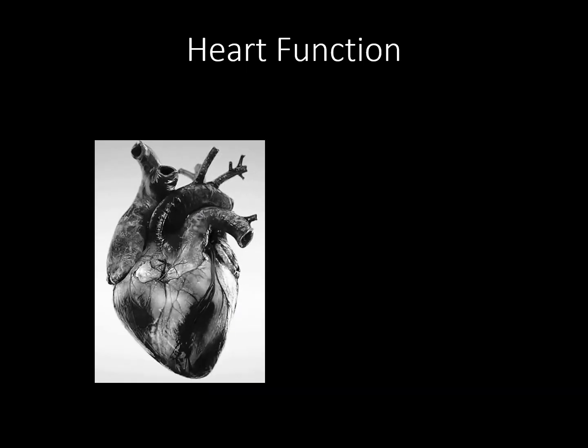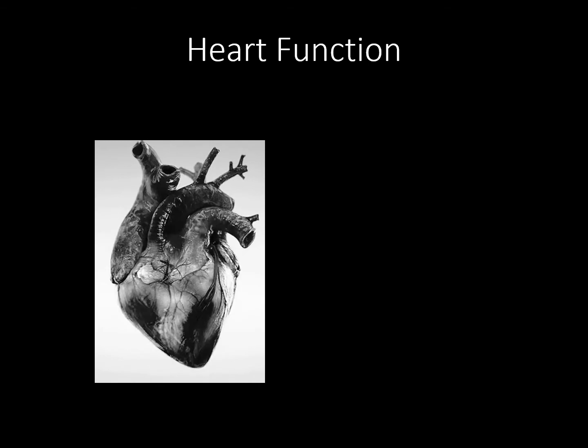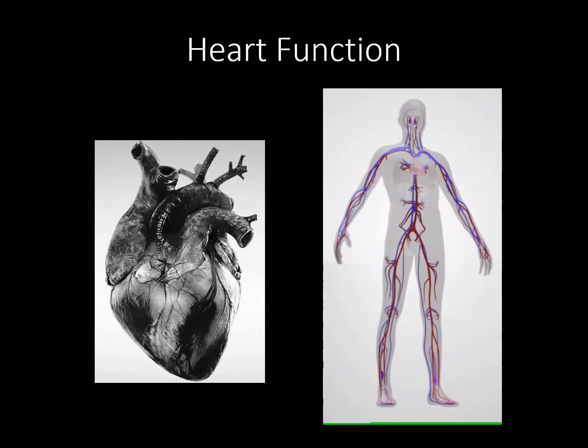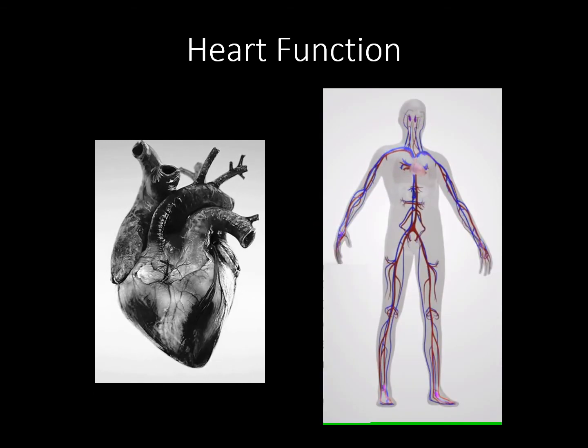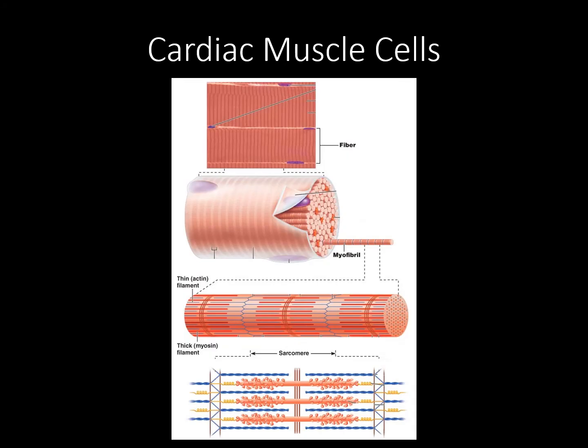Now let's back up a couple steps. How could an organ the size of your fist actually pump blood to the entire body? The heart is composed of muscle that can contract and relax. We call it cardiac muscle. This cardiac muscle is made up of lots and lots of tiny cells called cardiac myocytes.